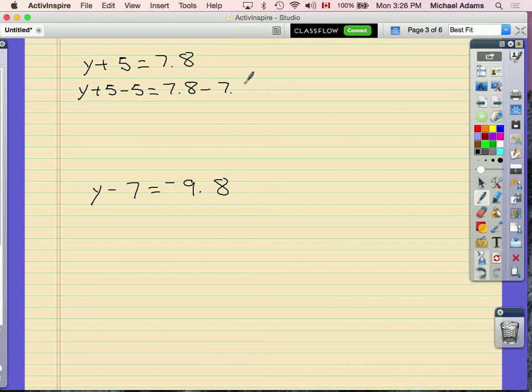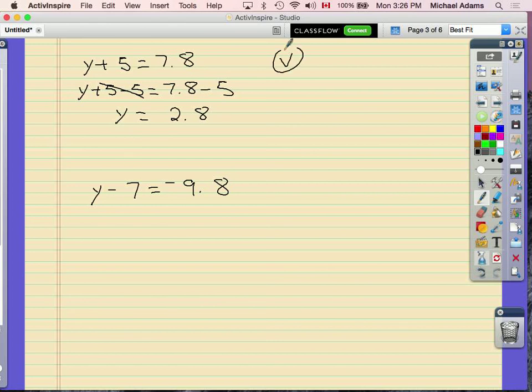So 7.8, I get minus 5. So over here, these are opposites, they cancel. Leaves me with y. So now I have 7.8 minus 5. And if you need a moment, do it in your heads, do it in your calculators. Well, you know we're going to get 2.8. So this is our answer.